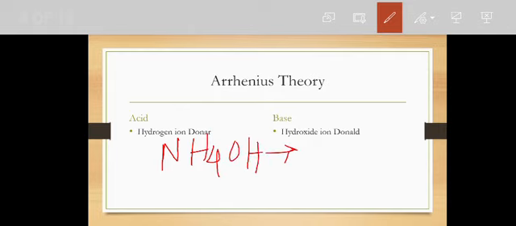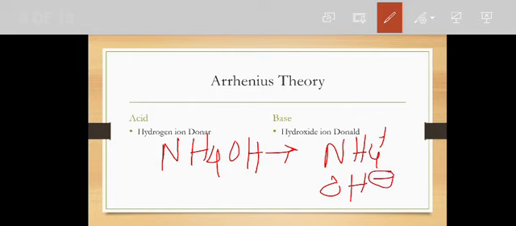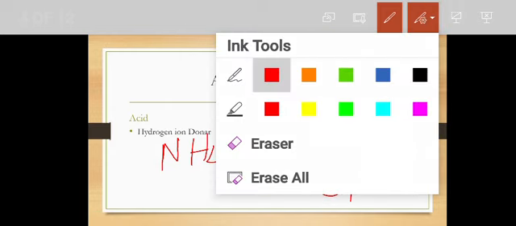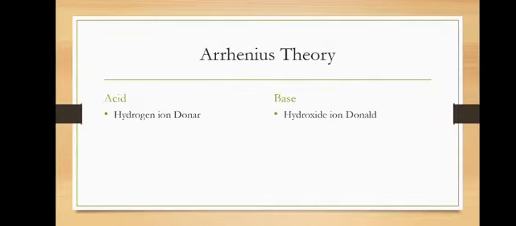So after dissociation there is formation of NH4+ and OH-. Hydroxide ion. So the presence of hydroxide ion means what? This is a base. Okay. So Arrhenius theory is related with hydrogen ion and hydroxide ion. Hydrogen ion donor is acid, hydroxide ion donor is base.